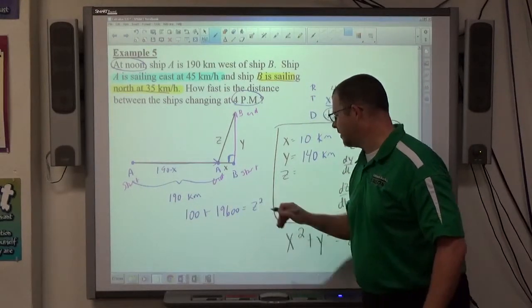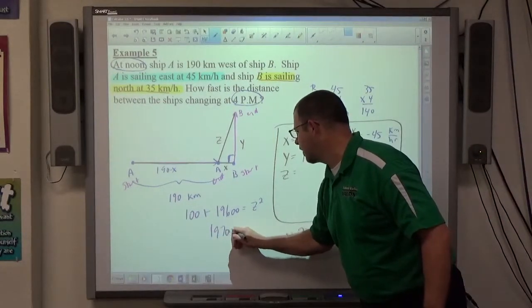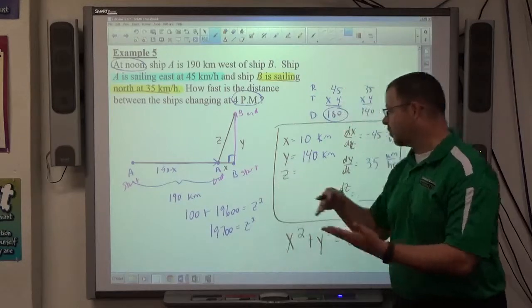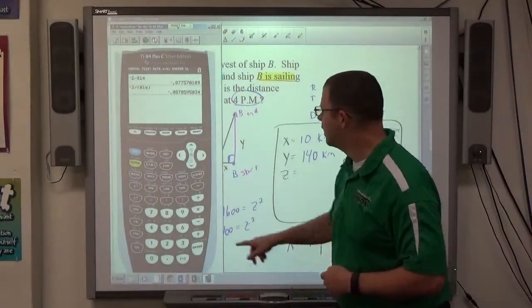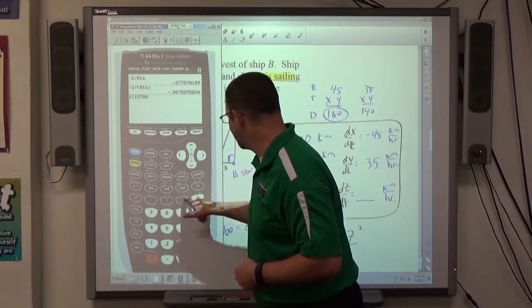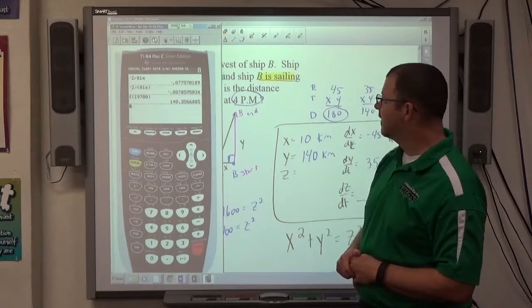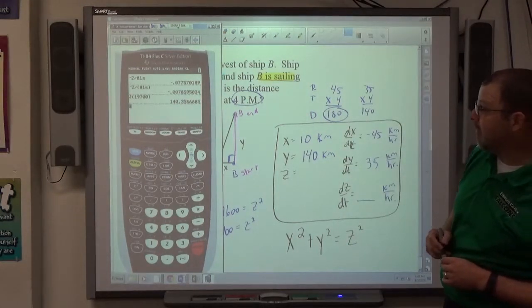Yeah, that's what I got. Good. Equals z squared, so we get 19,700 is equal to z squared. So z is going to be the square root of that number. I don't know what the square root of 19,700 is. Tyler probably does. Calculator does. It's 140.3567.